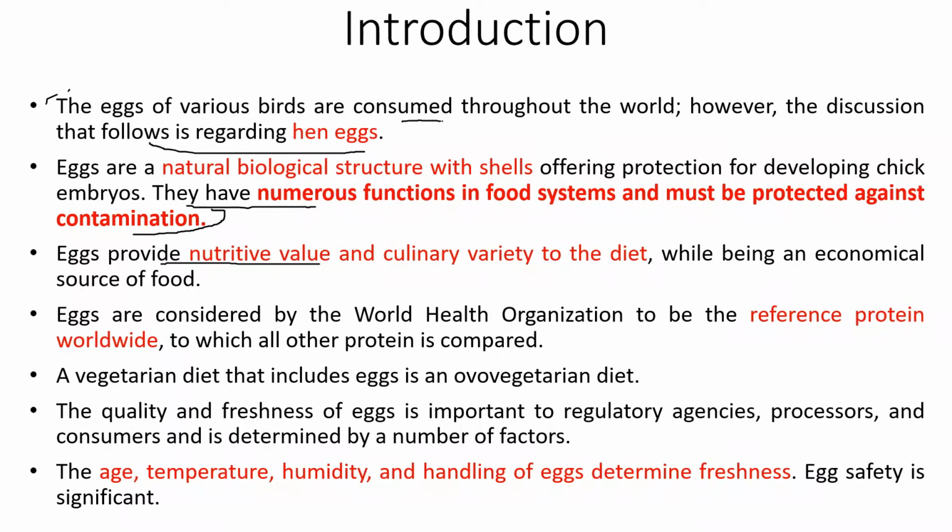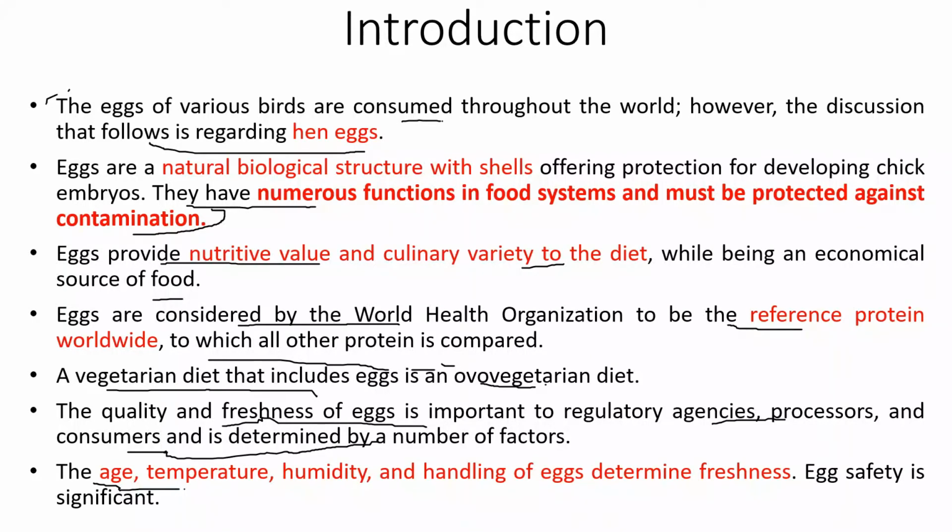Also, eggs provide nutritive value and culinary variety to the diet while being an economical source of food. It is also considered by the World Health Organization to be the reference protein worldwide to which all other proteins are compared. A vegetarian diet that includes egg is called an ovo-vegetarian diet, and the quality and freshness of egg is important to regulatory agencies, processors and consumers, and it is determined by a number of factors. Also, the age, temperature, humidity and handling of eggs determine freshness, and egg safety is significant.